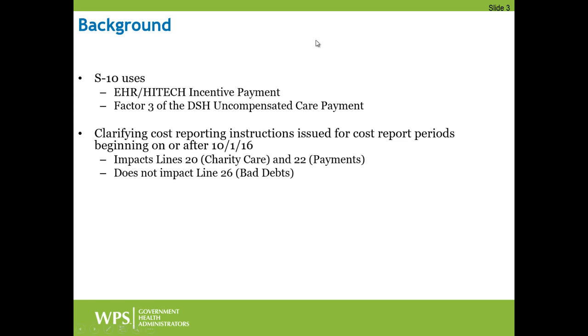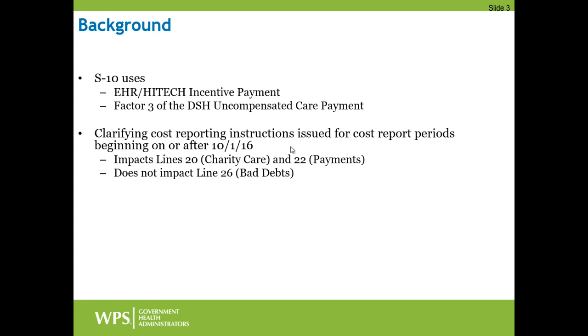So as a background, Worksheet S-10 has been around for a number of years, but it has evolved over the years, and it's only been used for payment purposes in recent years. The first use is the EHR high-tech incentive payment for the acute care and critical access hospitals, and the current use is for helping to calculate Factor 3 for the DSH Uncompensated Care Payment, the DSH UCP. So we have Factor 3 there for that, and that's really what we're going to spend most of our time talking about today, is how that impacts the DSH Uncompensated Care Payment.